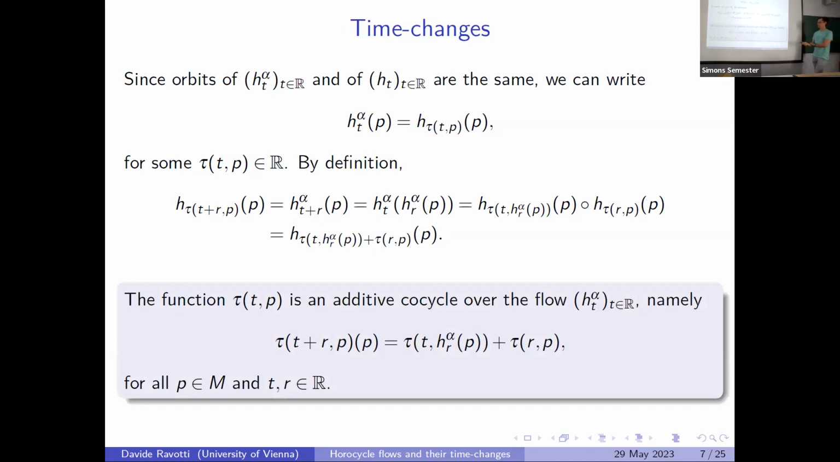Namely, this function tau of p that is telling me how the time is different between the flow and the time change is what is called an additive cycle over the time change. So what this means precisely is this condition: if I do tau of t plus r at p, again, not p, sorry, this is going to be the sum of these two terms, tau of r at p plus tau of t at the point that I moved for the Horocycle flow, so for time r. This is just by definition.